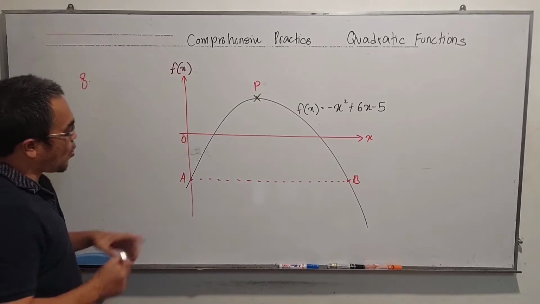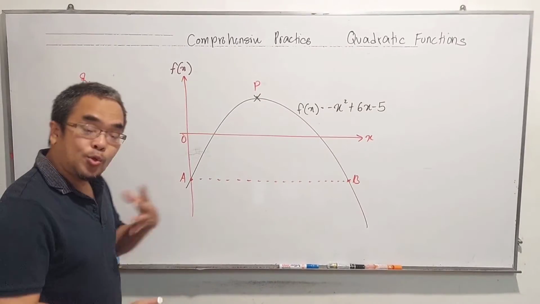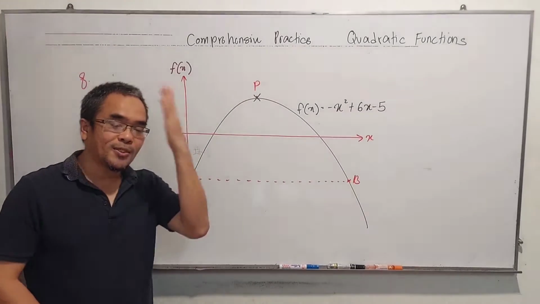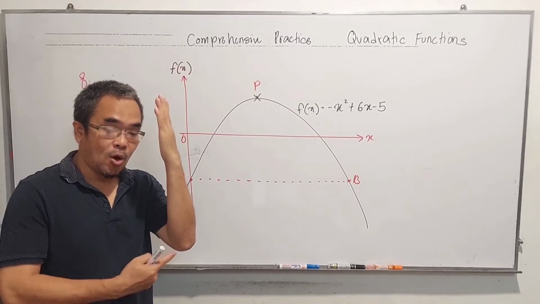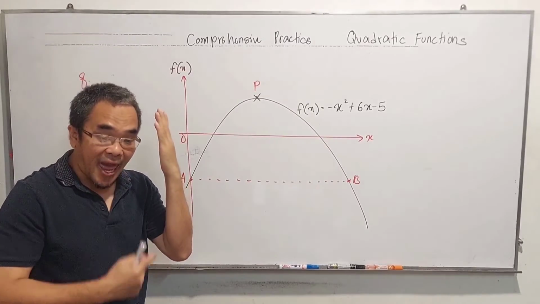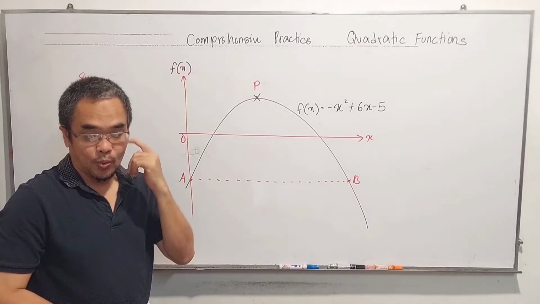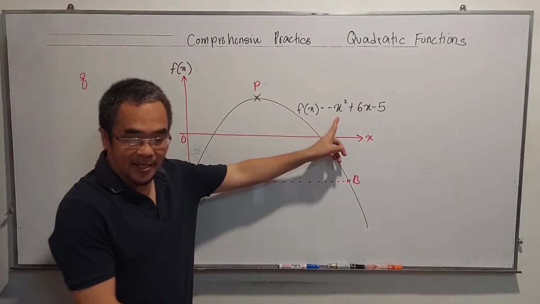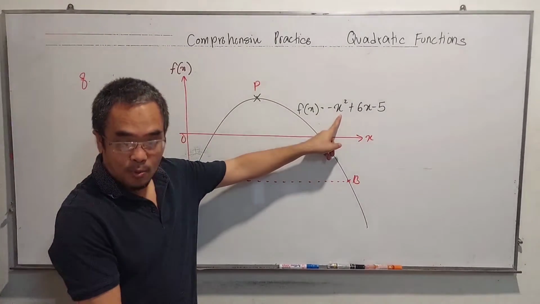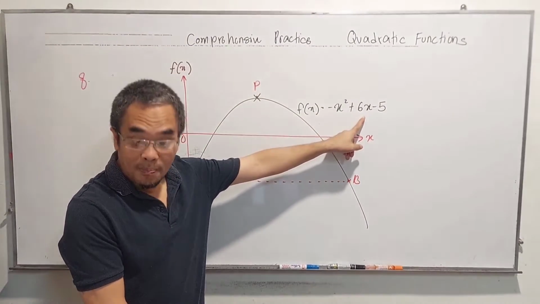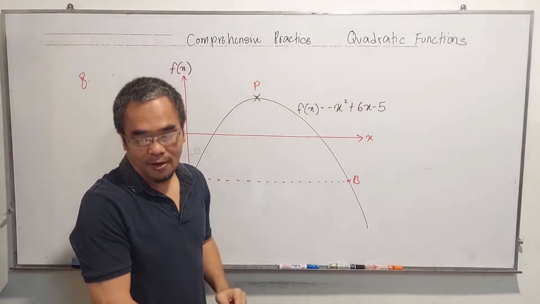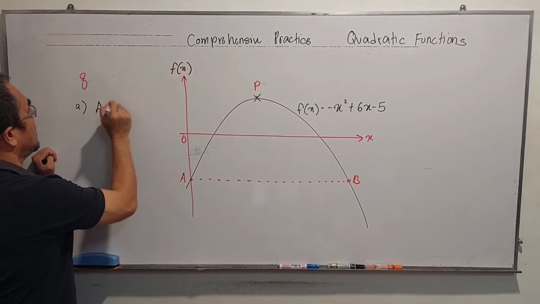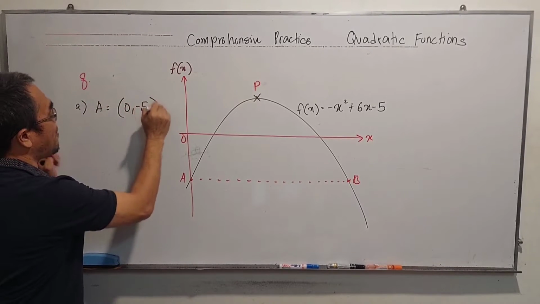In order to get the coordinate of point A, you use something you know about the coordinate of A. That is, on the y-axis, the x is always 0. Okay? So you could replace x as 0. So 0 squared will be 0, plus 6 times 0 will be 0. So what is left? Negative 5. So A will be (0, negative 5).